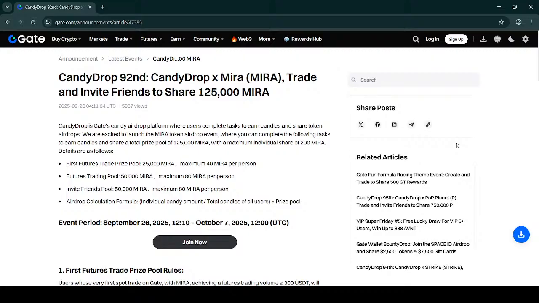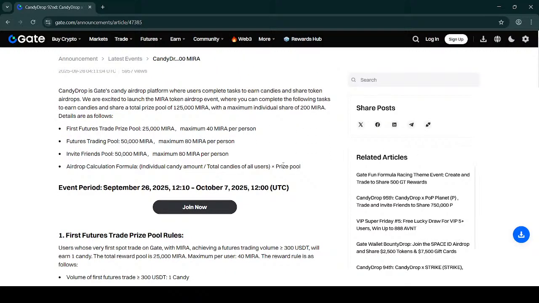1,25,000 Mira. So CandyDrop is an airdrop platform where users complete tasks to earn candy and share tokens and airdrops. We are excited to launch the Mira token airdrop event, where you can complete the following tasks to earn candy and share a total prize pool of 1,25,000 Mira, with a maximum individual share of Mira, and the details are as follows, guys.